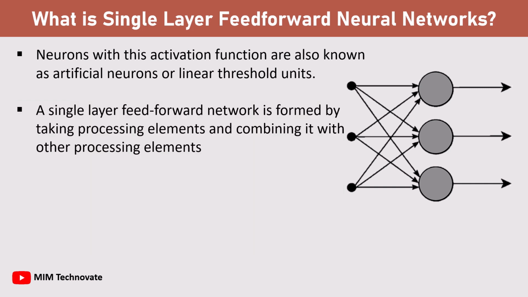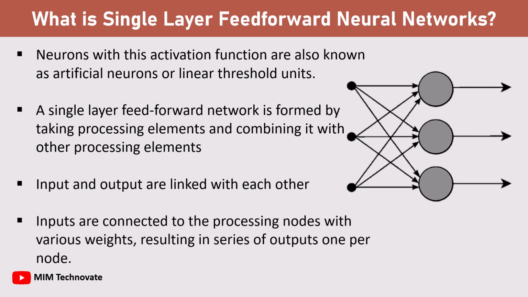A single-layer feed-forward network is formed by taking processing elements and combining them with other processing elements. Input and output are linked with each other. Inputs are connected to the processing nodes with various weights, resulting in a series of outputs, one per node.